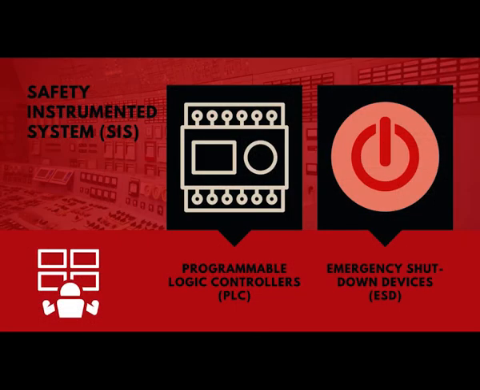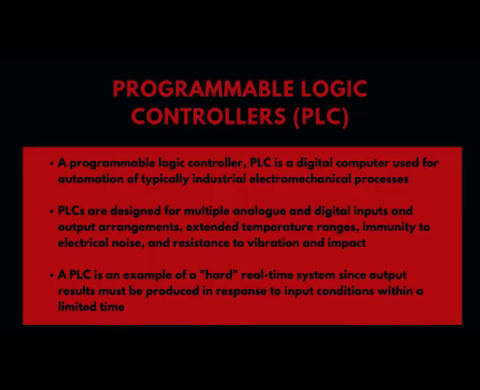There is a specific set of systems on top of your DCS known as safety instrumented systems. Generally these are add-on systems on top of the traditional process control instrumentation. These are primarily divided into PLCs and ESDs. What is PLC? PLC stands for Programmable Logic Controller, and ESD stands for Emergency Shutdown Device. A programmable logic controller is a digital computer used for automation of typically industrial electromechanical processes. PLCs are designed for multiple analog and digital input and output arrangements, extended temperature ranges, immunity to electrical noise, and resistance to vibration and impact.